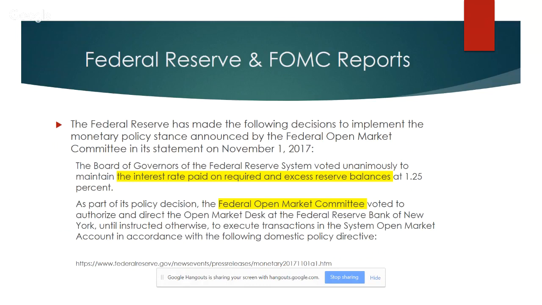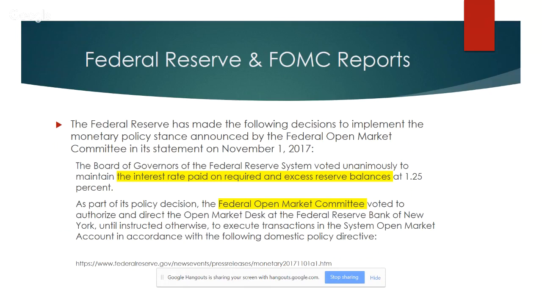So getting into this report really quickly, the Federal Reserve has made the following decision to implement the Federal Open Market Policy stance announced by the Federal Open Market Committee and its last amendment. The Board of Governors, which is a part of the FOMC, the Federal Reserve, voted unanimously to maintain the interest rate paid on required and excessive reserve balances at 1.25%, right? Basically saying that the Federal Reserve did not change the interest rate. So you're not going to see an increase in your interest rate on your savings accounts, right?